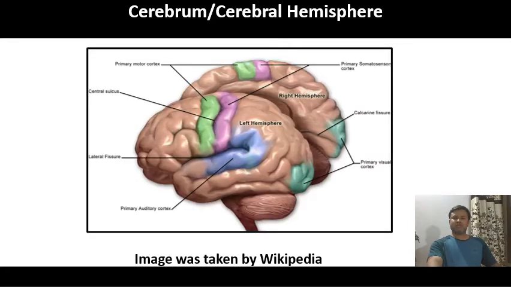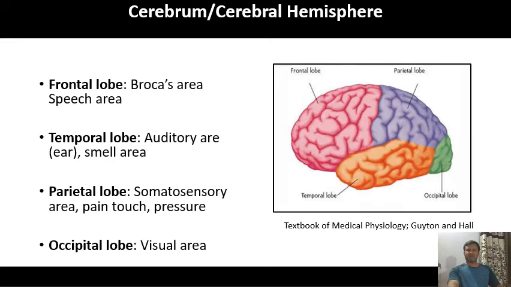So these are the two cerebral hemispheres, and the upper one is the right hemisphere and the lower one is the left hemisphere. Both cerebral hemispheres are connected to each other by the corpus callosum. So this is the structure of the cerebral cortex, and the four regions appear here. One is the frontal lobe, second is the temporal lobe, third is the parietal lobe, and fourth is the occipital lobe.